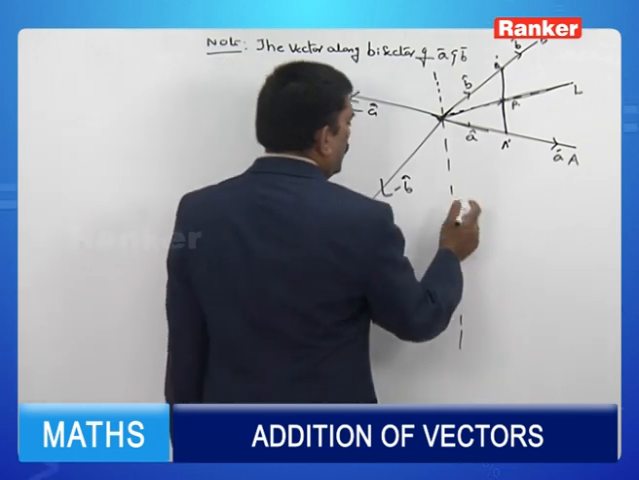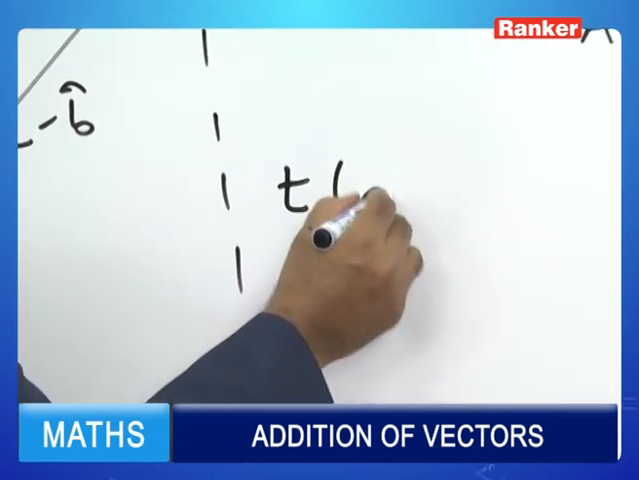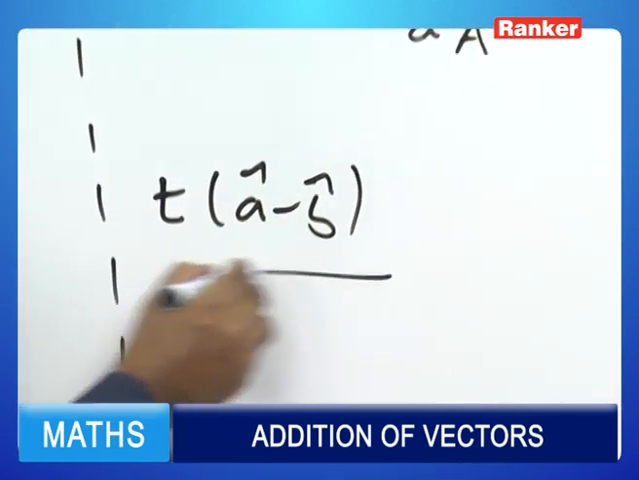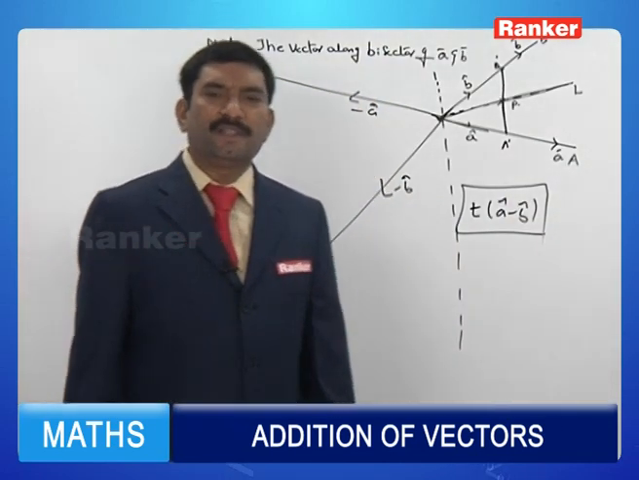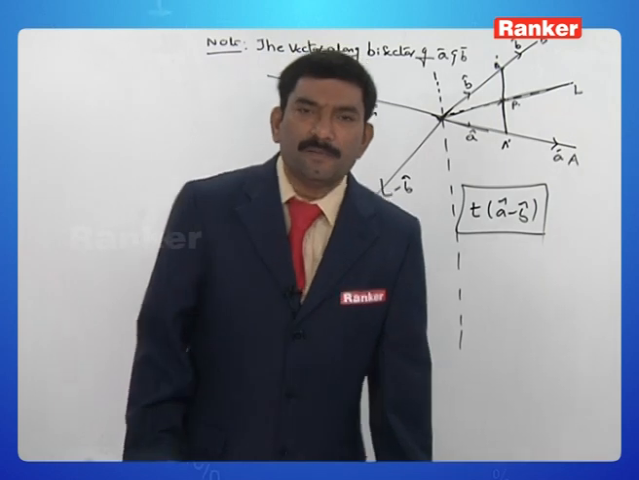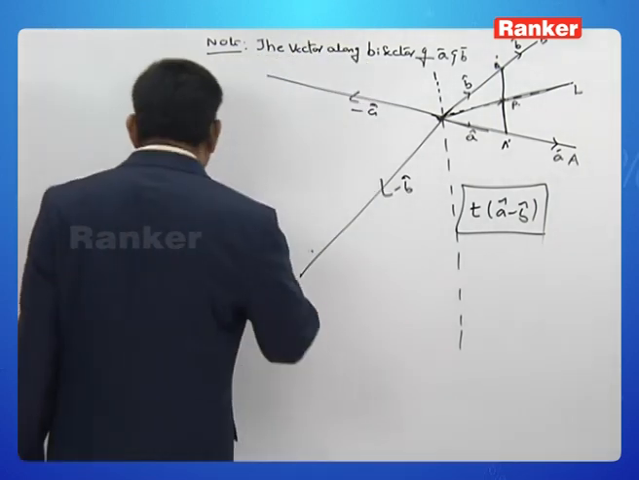Along this, I can write this as T into A cap minus B cap. This is the vector along the external bisector of A bar and B bar. That is note 2.